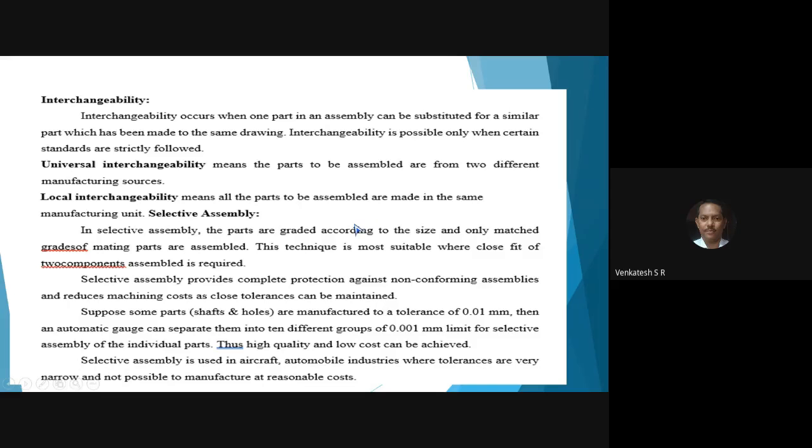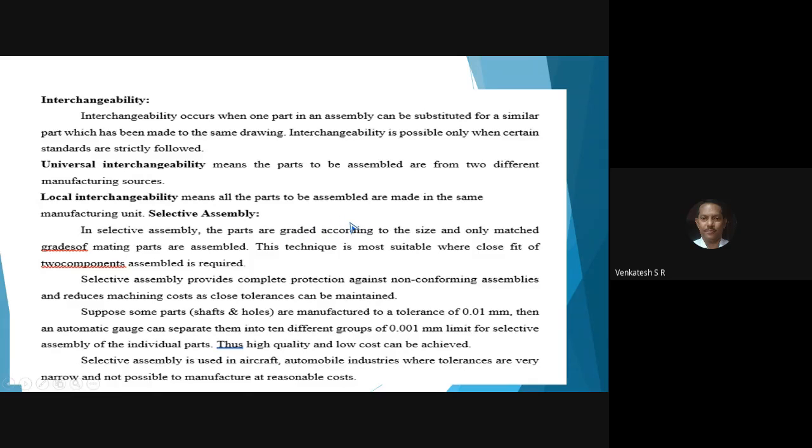A good example is, if you have 100 castings, and in that casting you have a hole of 20 millimeter, and you have a shaft of 20 millimeter diameter and 200 millimeter length. You can place any one shaft in any one casting. That is known as selective assembly.